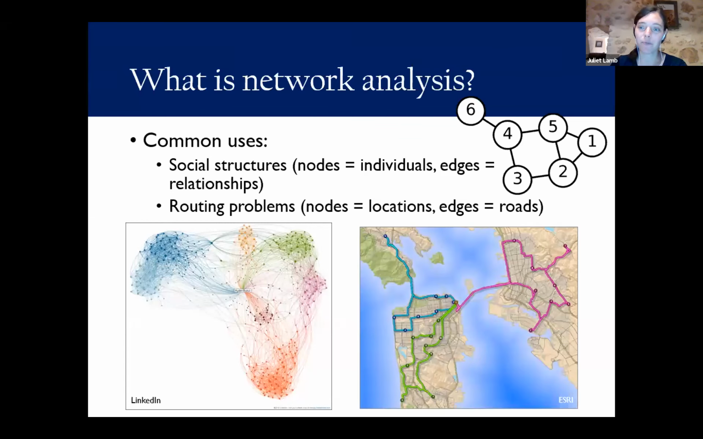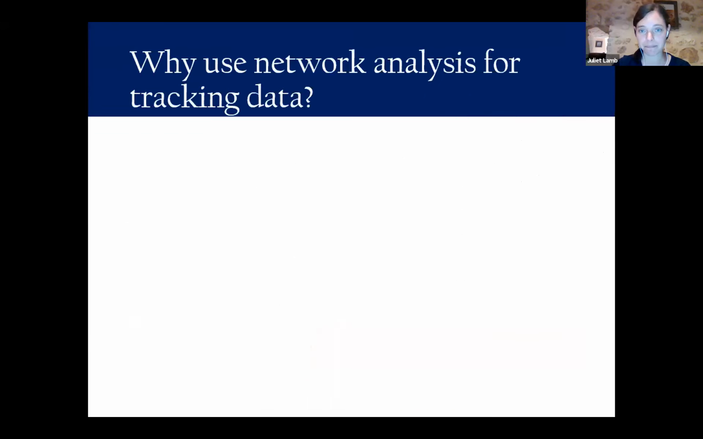Another use, and one that's more similar to migration questions, is routing problems. When you're using a GPS, the GPS is deciding, based on network analysis, which road you should take to get to where you're going as efficiently as you can. In this case, the nodes would be locations on a map and the edges would be roads connecting them together. So why apply this approach to tracking data?